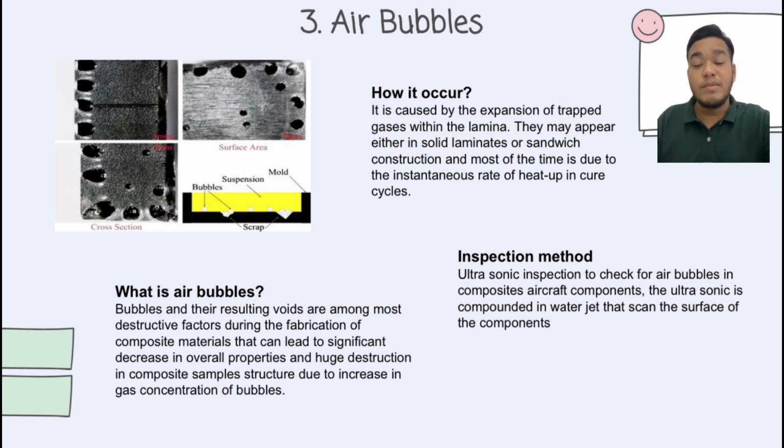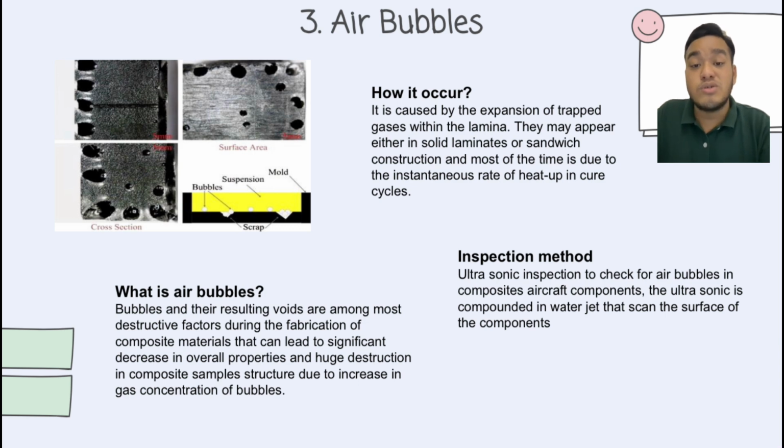Okay, next we go to the third defect. The third defect is air bubbles. What are air bubbles? Bubbles and their resulting voids are among the most destructive factors during the fabrication of composite materials that can lead to a significant decrease in overall properties and huge destruction in composite sample structure due to increase in gas concentration of bubbles. How does it occur? It is caused by the expansion of trapped gases within the lamina. They may appear either in solid laminates or sandwich construction, and most of the time it is due to the instantaneous rate of heat up in cure cycles.